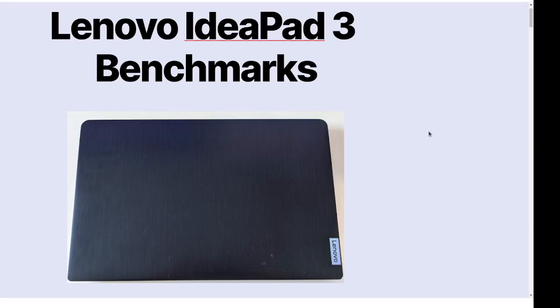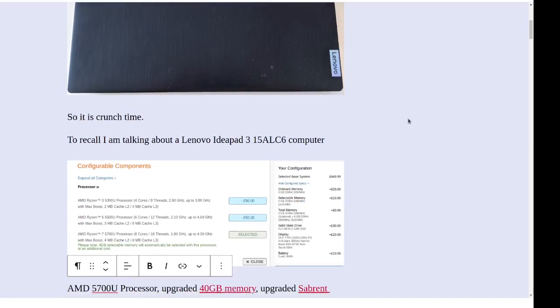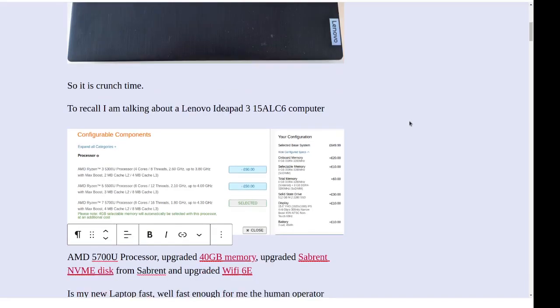So it's an IdeaPad 3, and the base model number is 15ALC6, and it's been configured with the 5700U processor. In some markets, you can get better than that, but not in most, including Europe. So I've had to make do with this 5700U processor, which, as you all know, is based on Zen 2, not Zen 3 architecture. The memory, which was initially in there, was 16 gigs. It's now a whopping 40 gigs of memory.